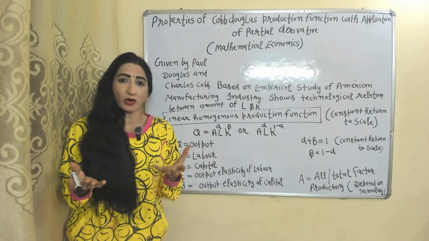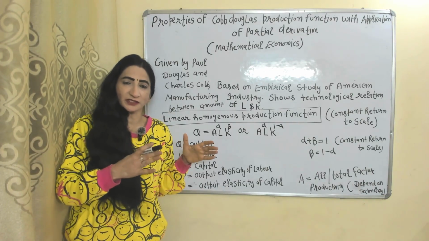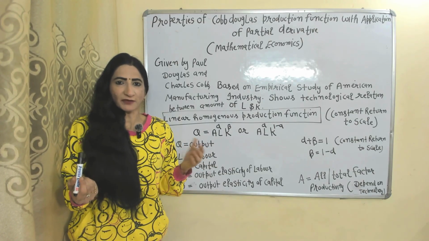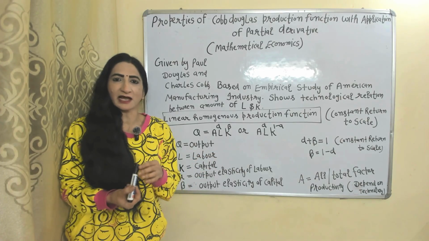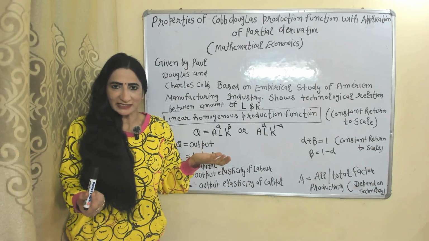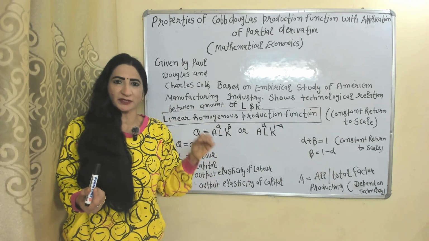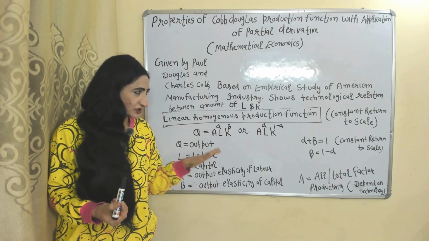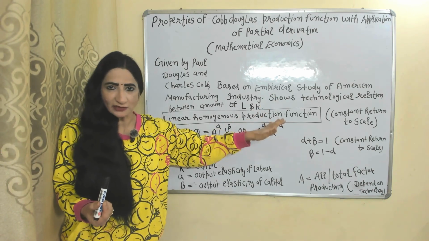Today we are going to talk about properties of Cobb-Douglas production function with the application of partial derivative. Cobb-Douglas production function, given by Paul Douglas and Charles Cobb, based on empirical study of American manufacturing industry, shows technological relationship between amount of labor and capital. This is a linear homogeneous production function, that means it follows constant returns to scale.